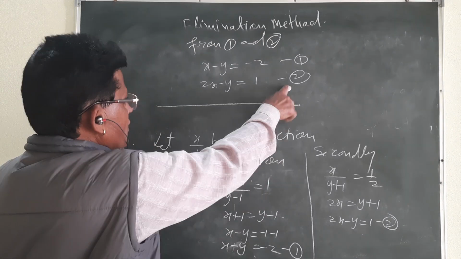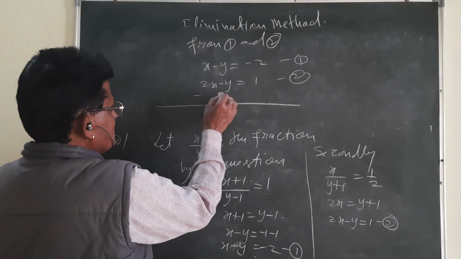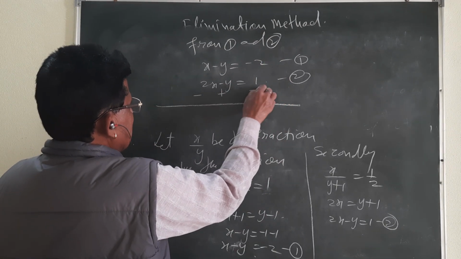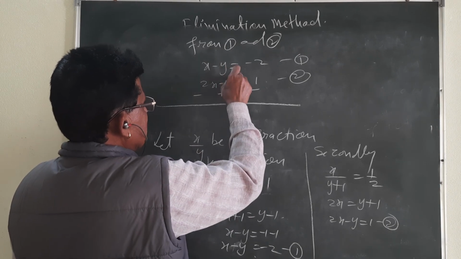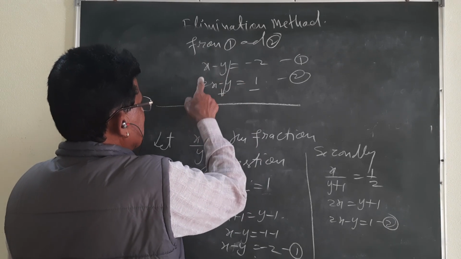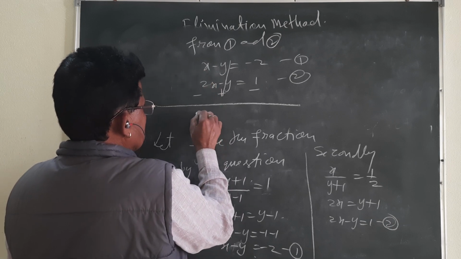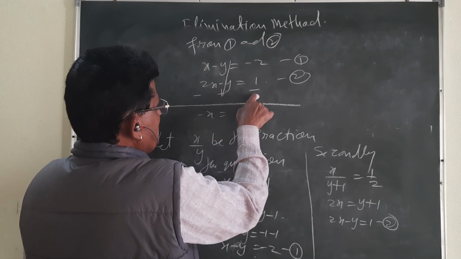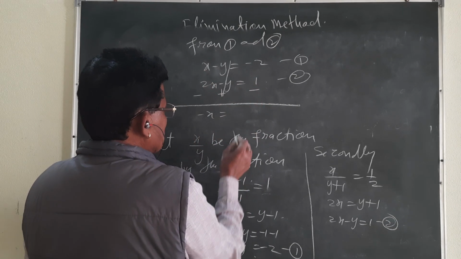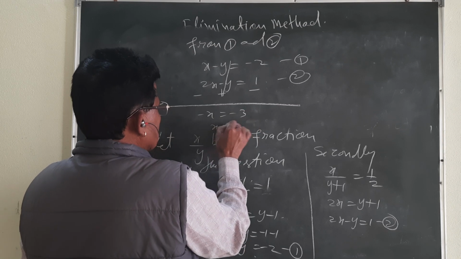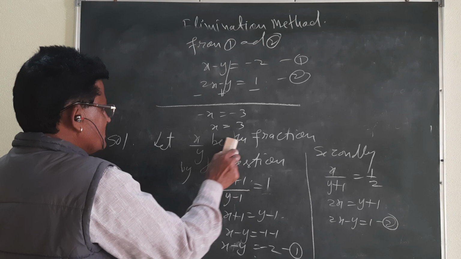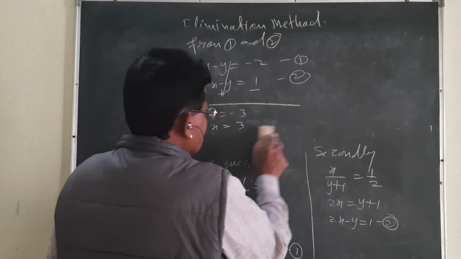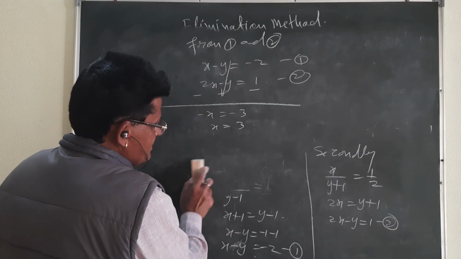Equation number 2 from 1, you will have to subtract, change the sign. Negative, positive and negative. You see, this is positive, this is negative, cancel. And this is negative, minus 2x plus x. That is minus x will be equal to minus 1 and their sum will be minus 2 minus 3. x will be equal to 3. You see, x is 3, and then what will be the value of y?